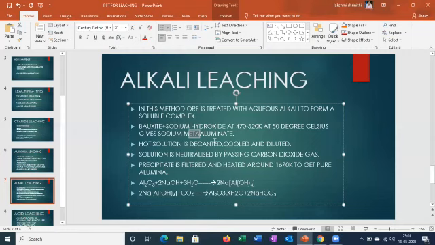This hot solution is decanted, cooled, and filtered. The impurities settle at the bottom. The diluted solution now contains only sodium meta-aluminate, NaAlO2. Now the solution is neutralized by passing carbon dioxide gas, because I need pure alumina back. I don't want sodium meta-aluminate. Again, from the precipitate I get alumina. The purified form of bauxite is called alumina. It is filtered and heated at around 1670 Kelvin, and we get pure alumina.